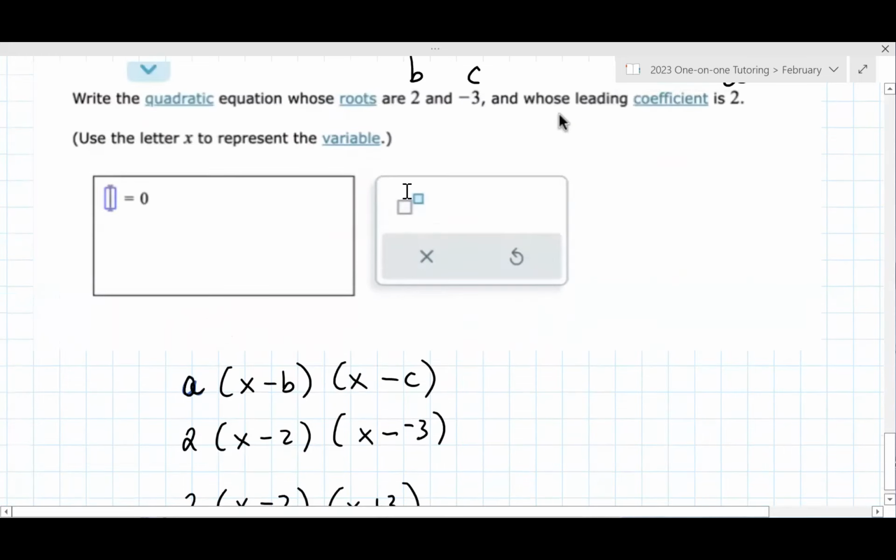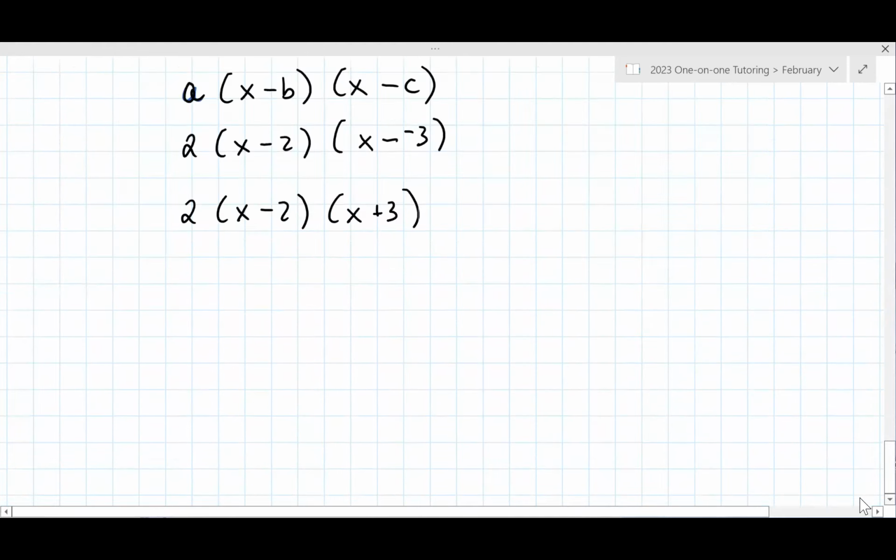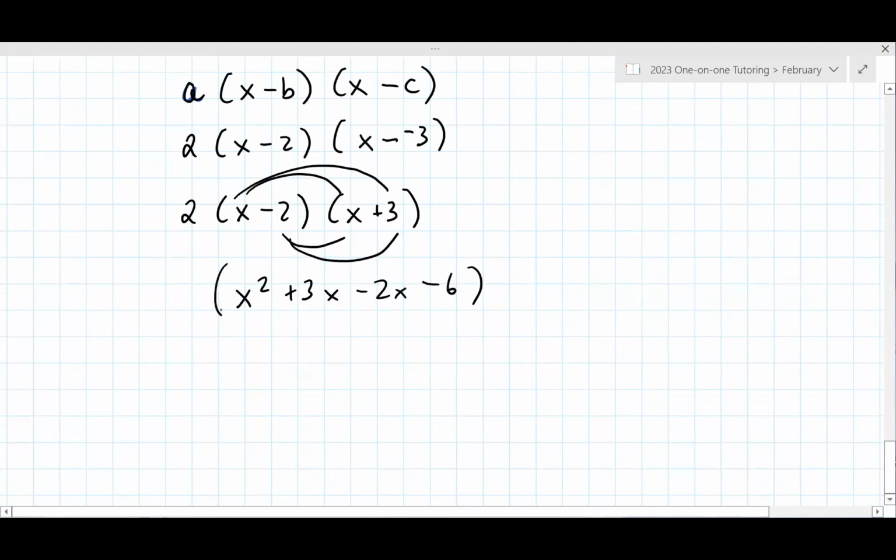Now it does not look like it'll take this because of this thing right here. It wants you to FOIL this and then multiply by 2. So your FOIL is X squared plus 3X minus 2X minus 6, all times 2. But you can combine the outer and inner terms, 3X and 2X. So that becomes 2X squared plus 2X minus 12. Oh, okay. That's all it was.